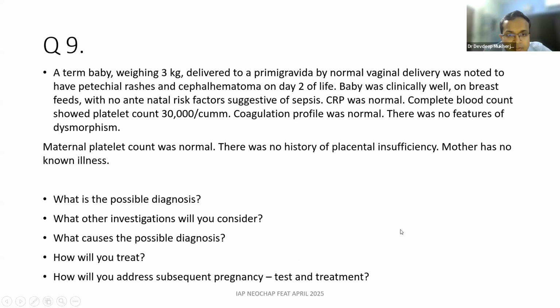What causes the possible diagnosis? Yes, some of you have answered, but you have just written HPA, so that's not going to give me the answer for this question. You have to be very specific. So who has the antigen, who has the antibody, and how it results?